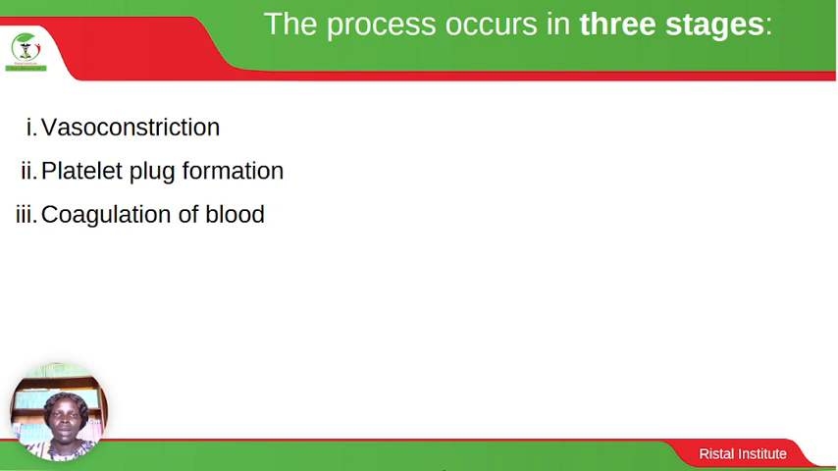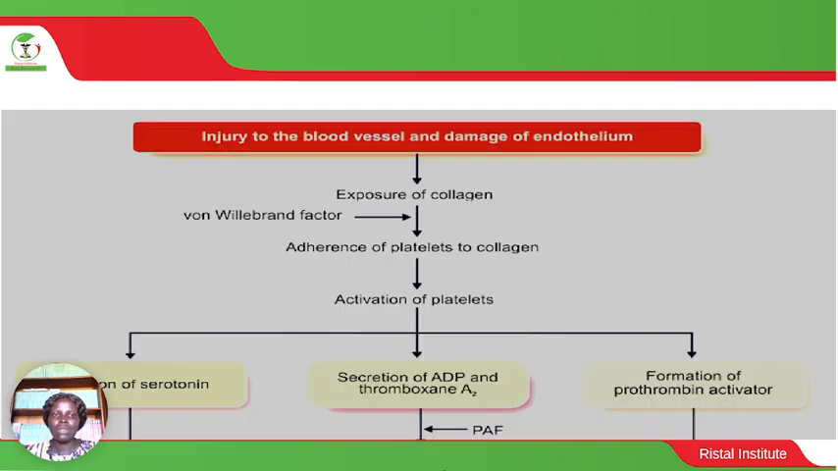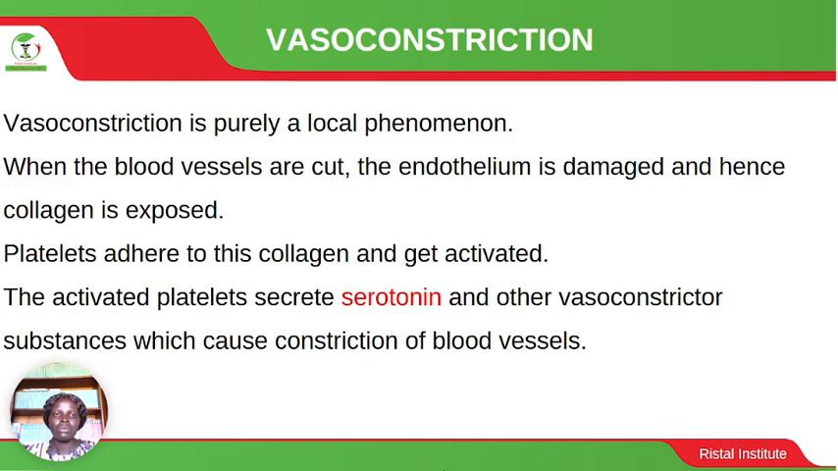So the process occurs in 3 stages. We have vasoconstriction, platelet plug formation, and coagulation of blood. So right there we have a pictorial showing how the whole thing happens. So let us look at vasoconstriction. Vasoconstriction is purely a local phenomenon.